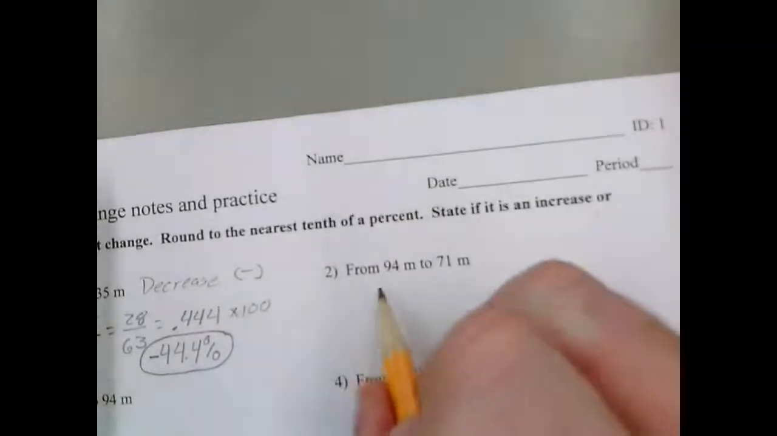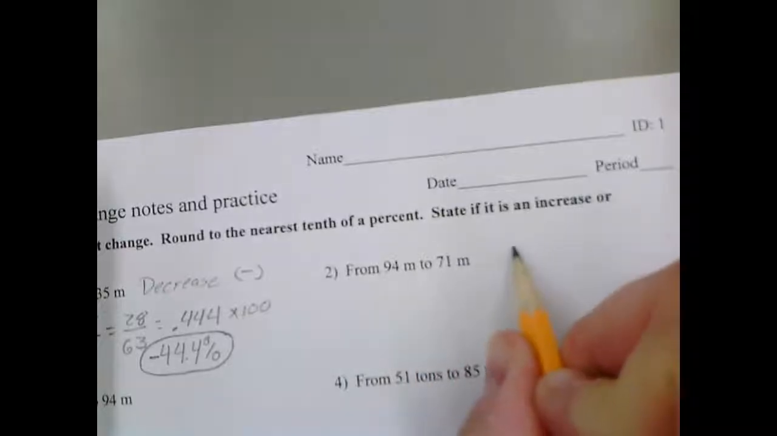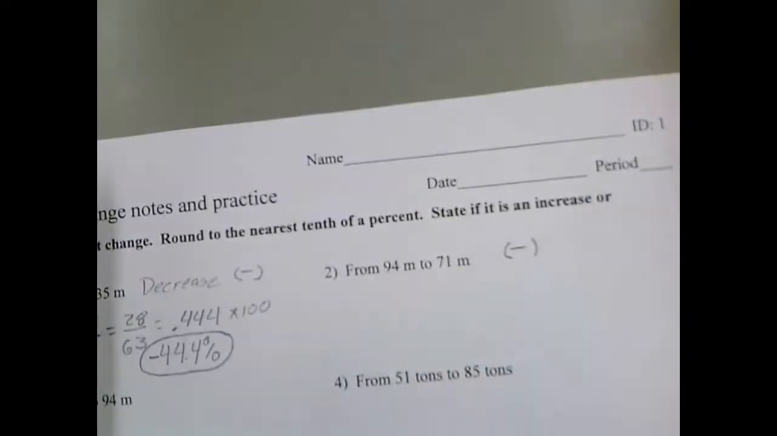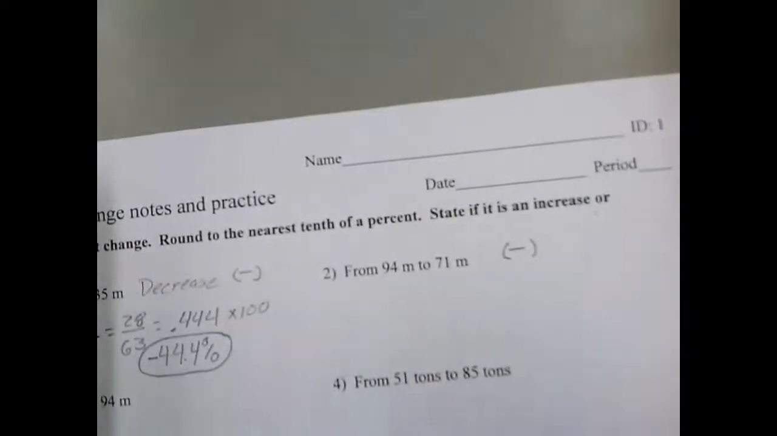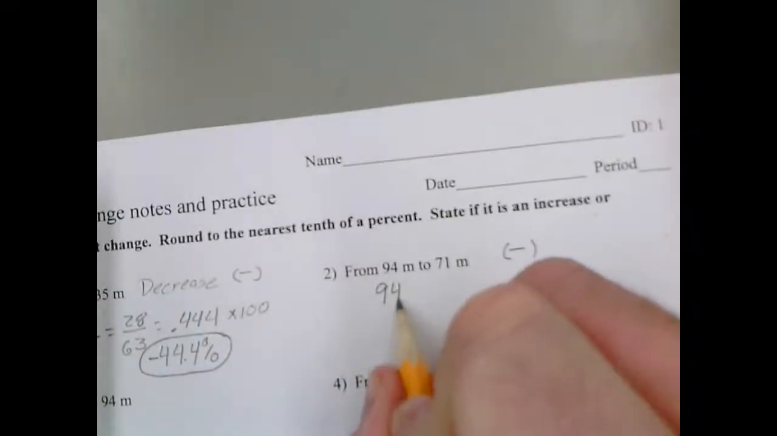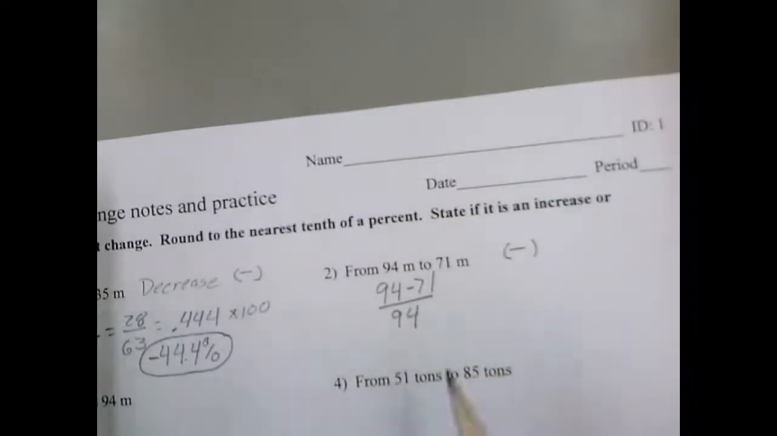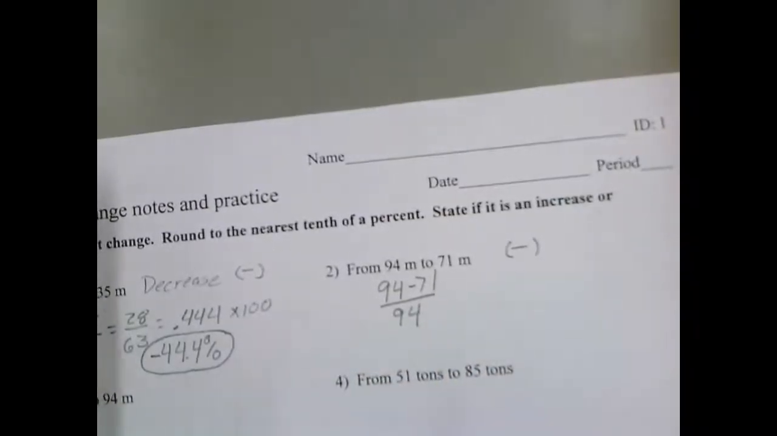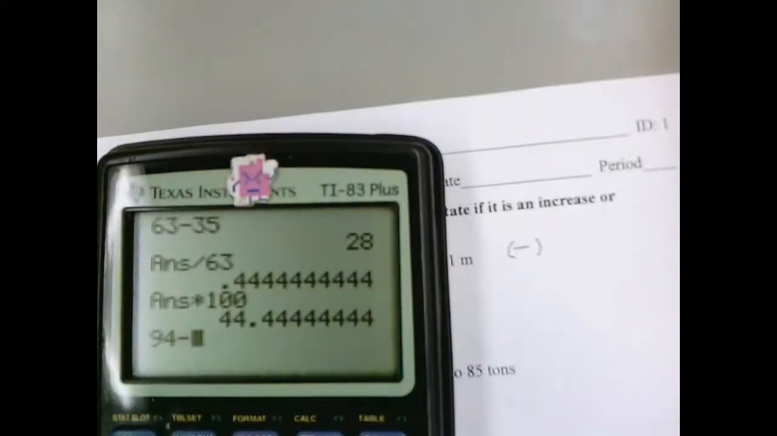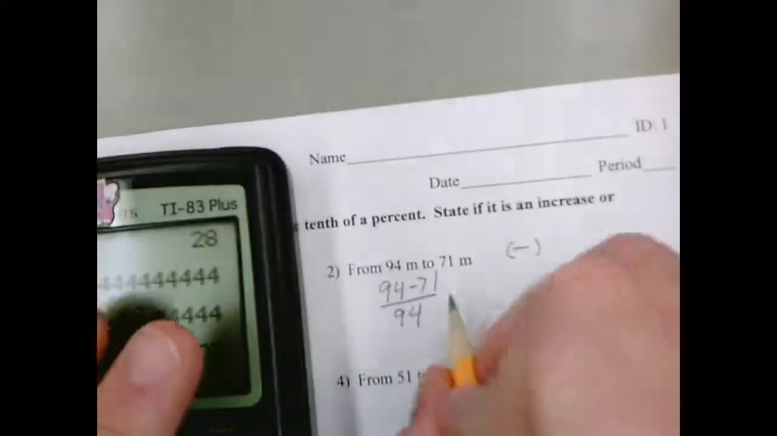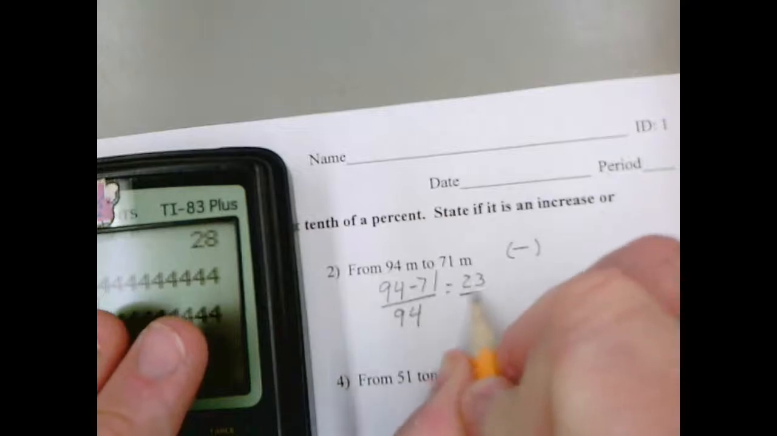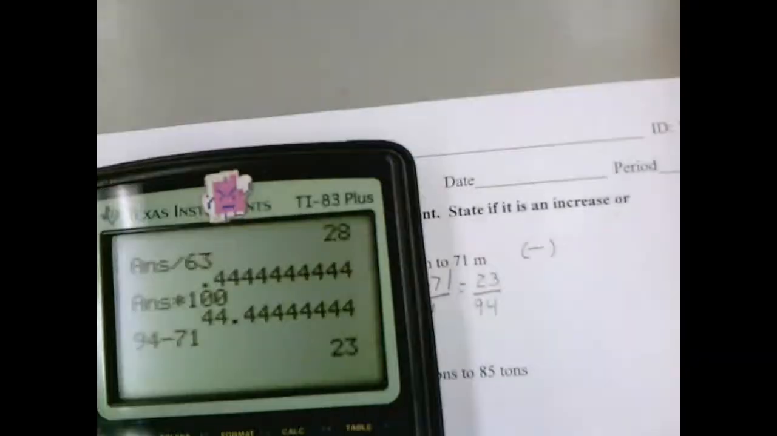Okay, so we want to go from 94 to 71, so this is also a decrease, so it's going to be a negative answer. And I always put notes of if my answers are negative or positive, that way I don't forget to do it later. So I'm going to go 94 minus 71 divided by 94, because you always want to divide by the original amount that you were at. So you're going to take 94 minus 71, and you're going to get 23. Divide that by 94.